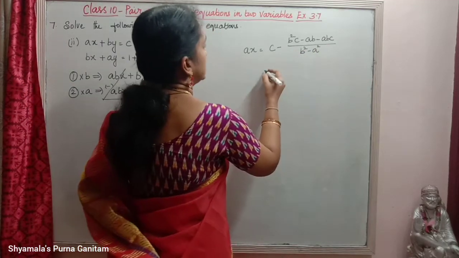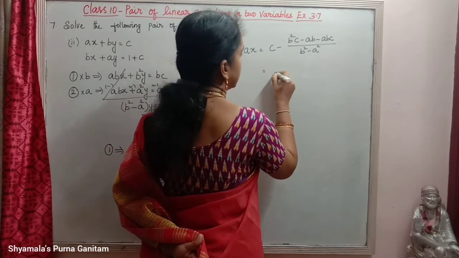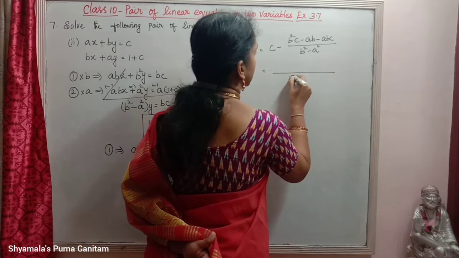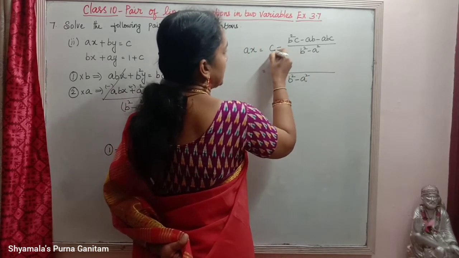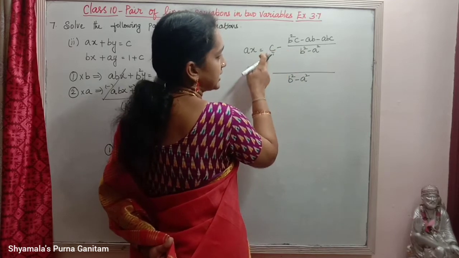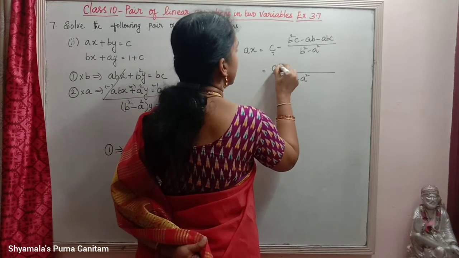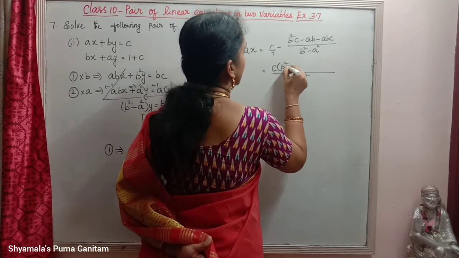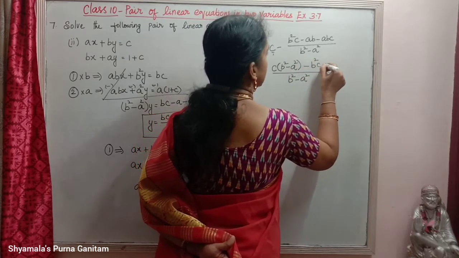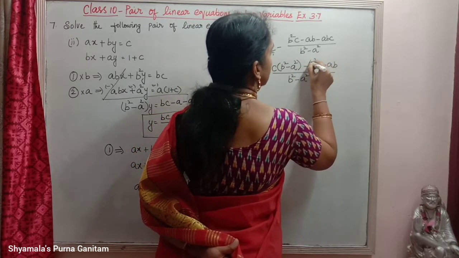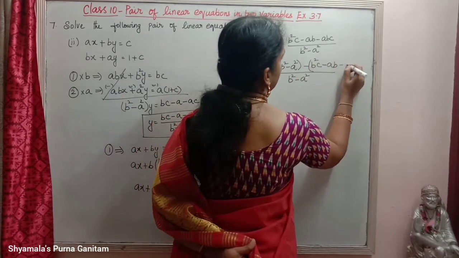Okay, so this is equal to, again cross multiplication, that is LCM. Denominator I will get b squared minus a squared. Then if I find LCM, I have to multiply the c with this b squared minus ac. So I will get c into b squared minus a squared minus b squared c minus ab. Since minus sign is there, I will put that bracket minus abc.